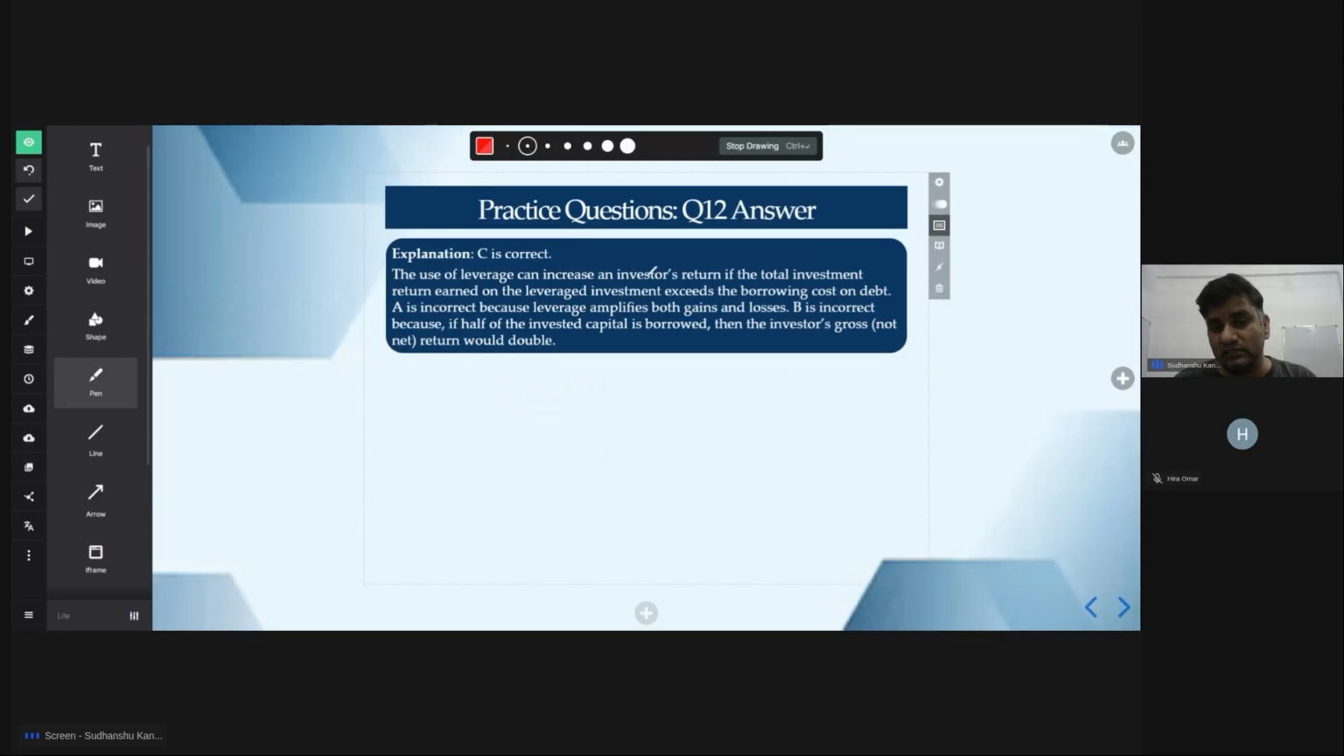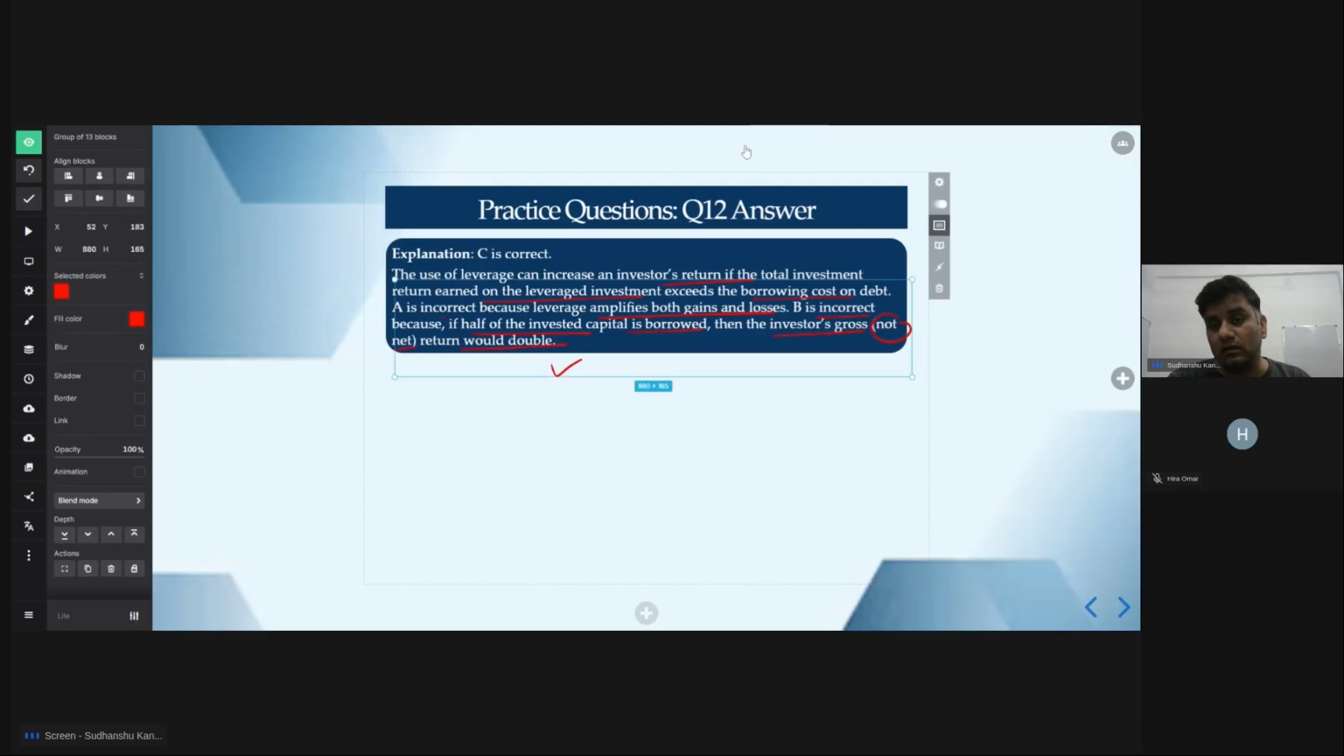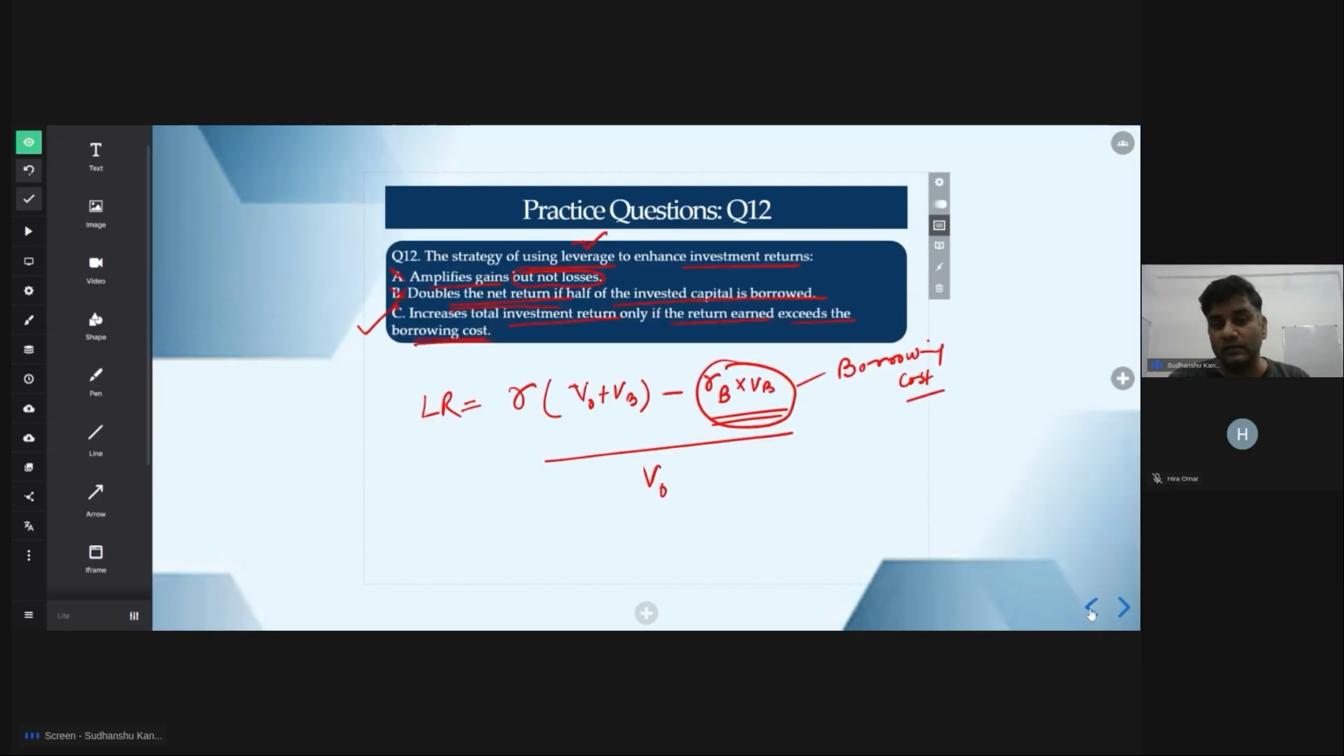The use of leverage can increase investment return if the total investment return on the leveraged investment exceeds the borrowing cost on debt. A is incorrect because leverage return amplifies both gains and losses. I told you. B is incorrect because if half the invested capital is borrowed, the investor's gross, not net return, would double, right? So actually option B was tricky. Option B we eliminated very fast, but it was very tricky. It is not the doubling of the net return. It is doubling of the gross return, right? Not the net return.